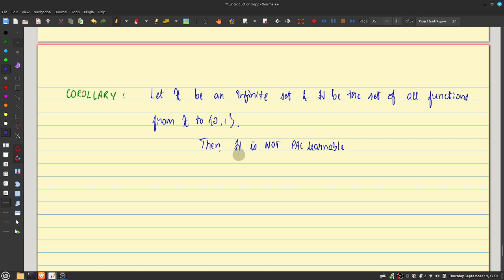The concept class is, in this particular statement, the set of all possible functions from x to 0 comma 1. So for instance, if x is maybe the set of all positive integers, then h essentially corresponds to the set of all possible binary sequences. For every little x, you have a value of h of x.